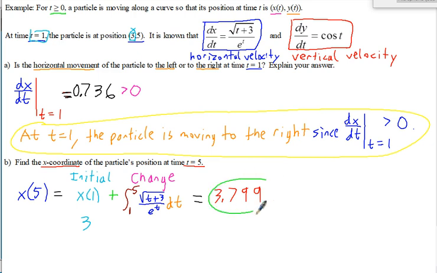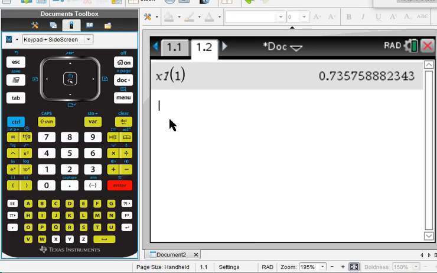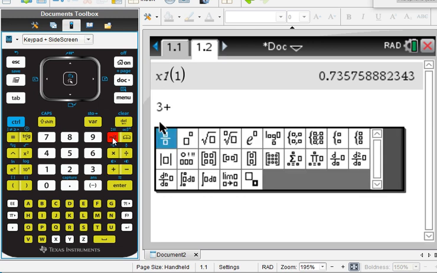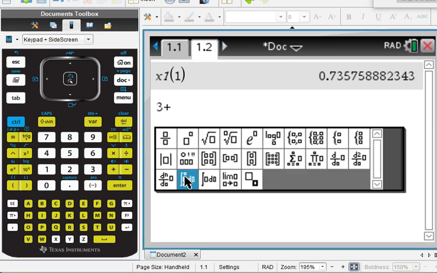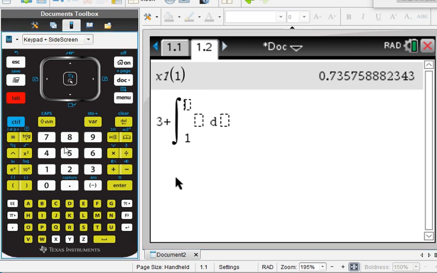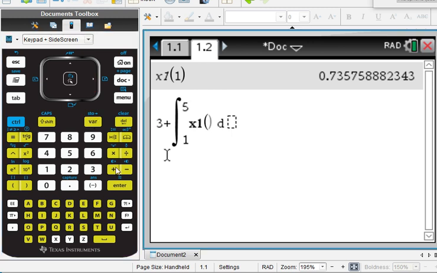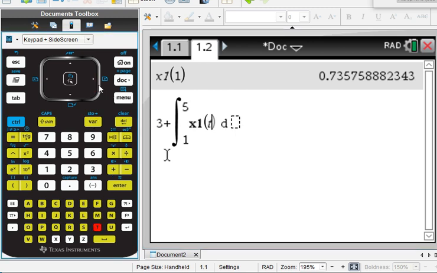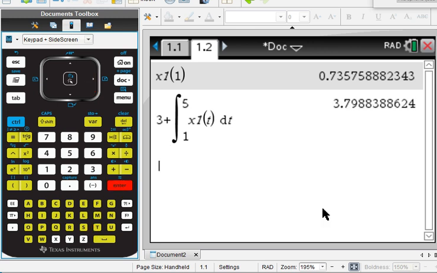And let's look at how we do the same thing on the Inspire. And right here, you would just go 3 plus, that was our initial. And then integral is right here, next to 9. Lower limit is 1, upper limit 5, and then it's right here, x1 of t is our variable, dt. You get the same answer.